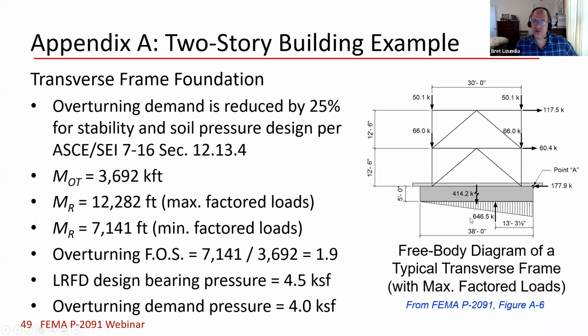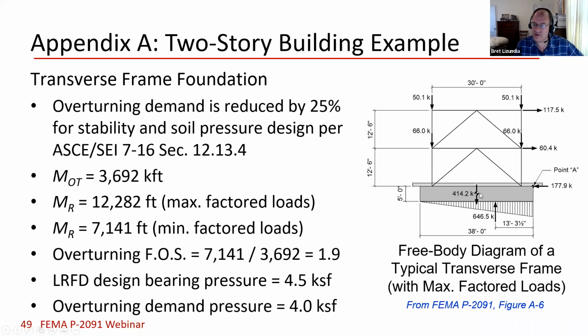For the foundation, to figure out whether this mat or grade beam is wide enough into the page and long enough left to right, it's just an overturning check, and it turns out it satisfies global overturning with a factor of safety of about 2. The bearing pressure allowed is 4.5, and the actual one with the loads on there is 4. So he's got a viable foundation system.